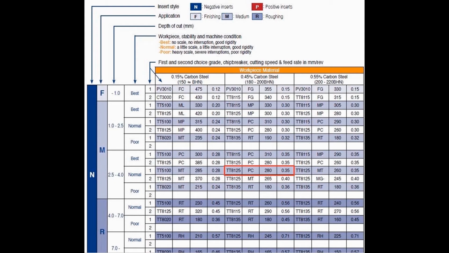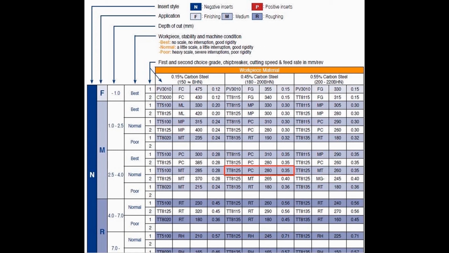Now decide in which category your workpiece stability and machine condition falls: best, normal or poor. Best would be if the machine is in good condition and the workpiece is held rigidly, is not likely to bend, has no scales, sand inclusions or blowholes. Poor would be if the machine is in bad shape, vibrates a lot, and the workpiece is not held rigidly, is very long or has thin walls, or is a casting or forging with scales and sand inclusions, or has a non-circular cross section, which involves a lot of interrupted cutting. Normal would be between best and poor.